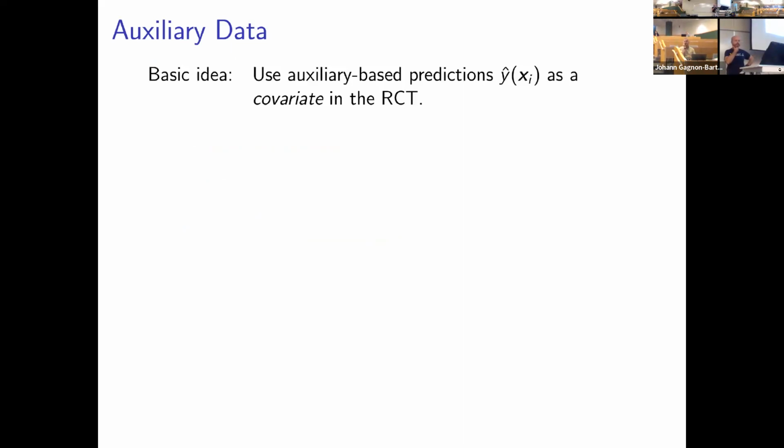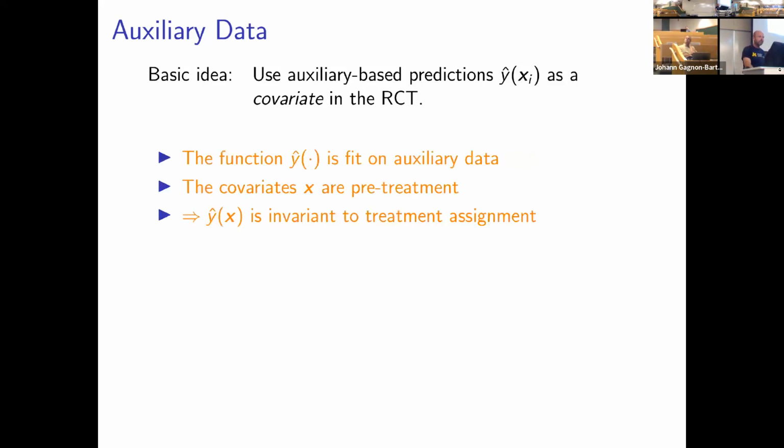The basic idea is that we're still going to use the auxiliary data to come up with a model for predicting outcomes. We're still going to compute those predicted outcomes for everybody in the RCT. But instead of subtracting them off, we're going to take these predicted outcomes and actually use them as a covariate in the RCT, using a method like what I just described.